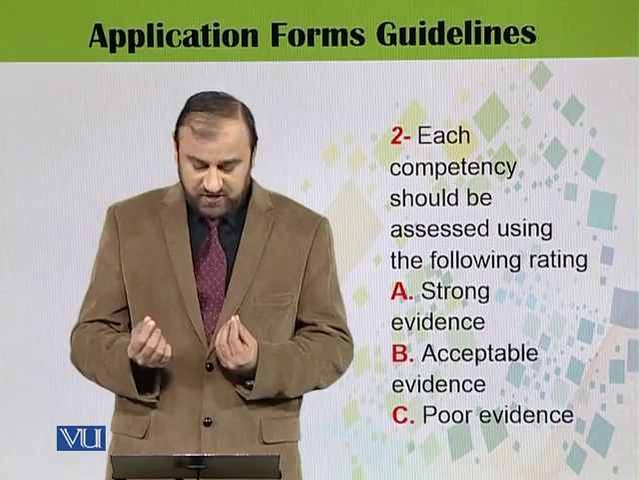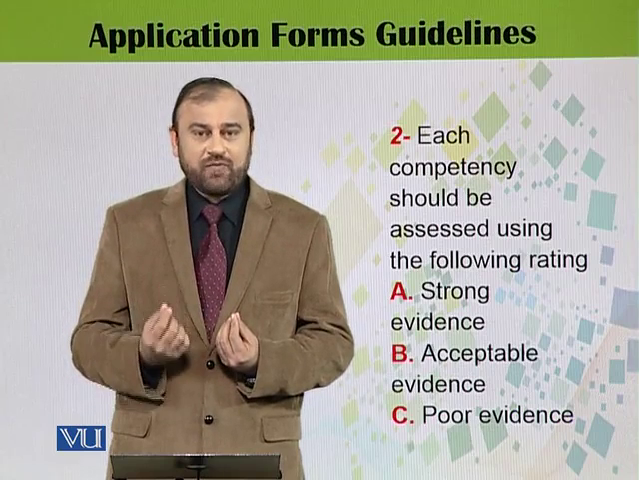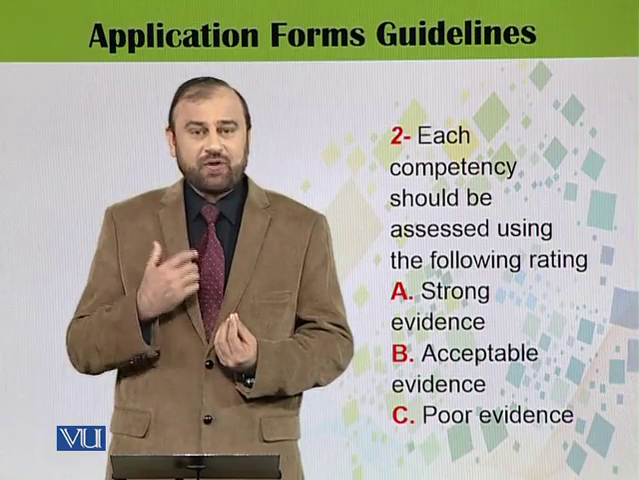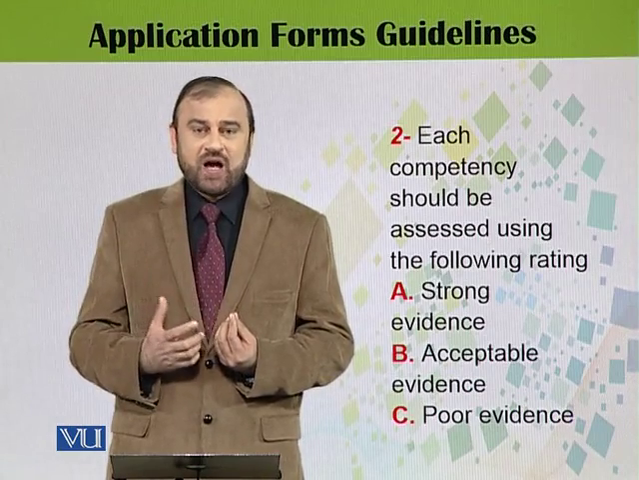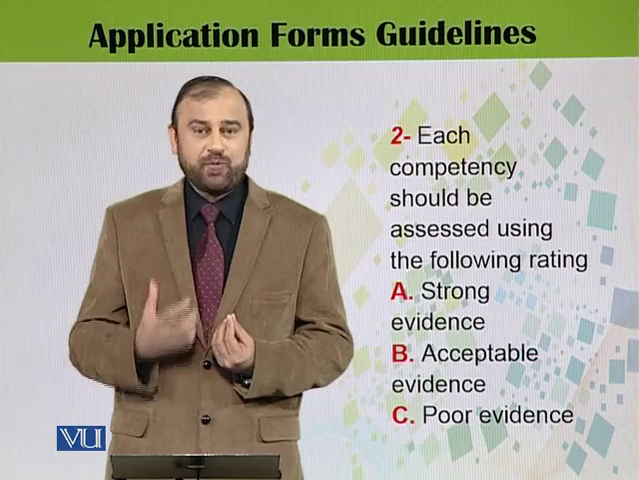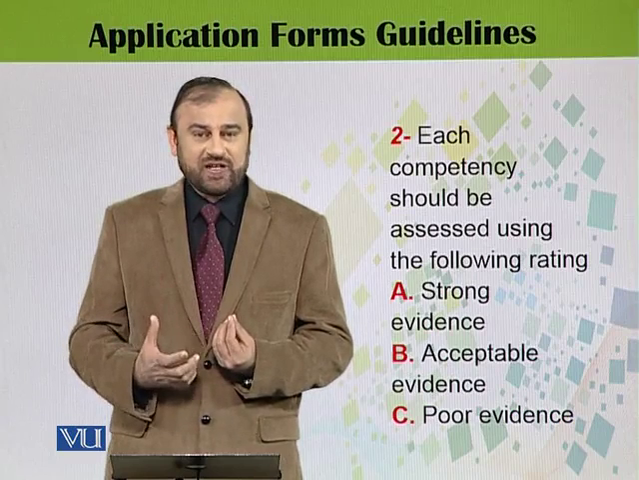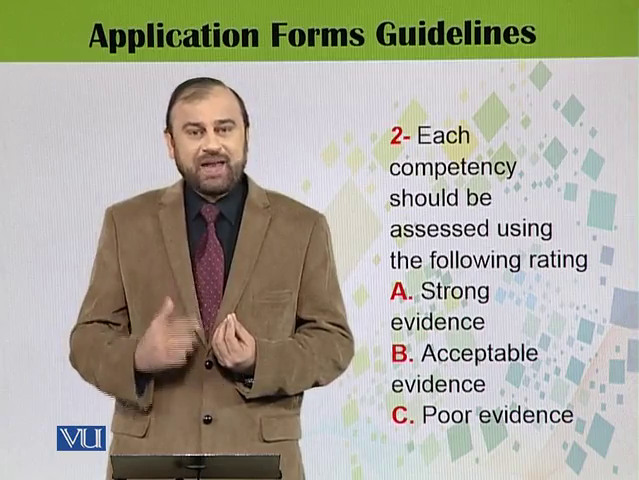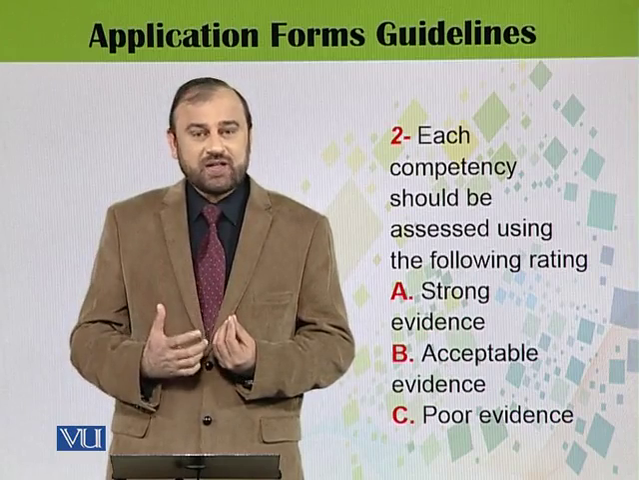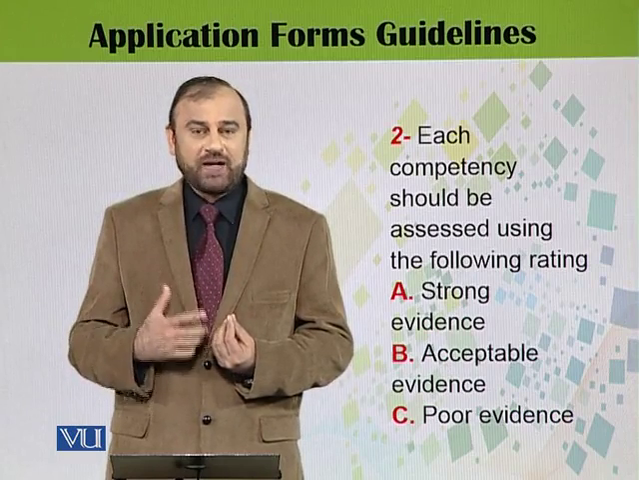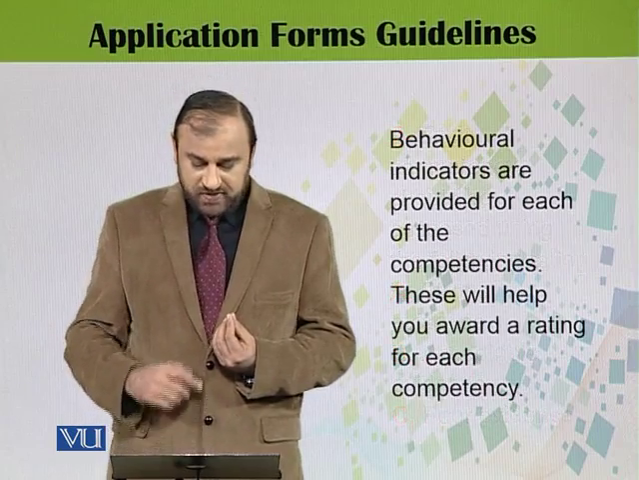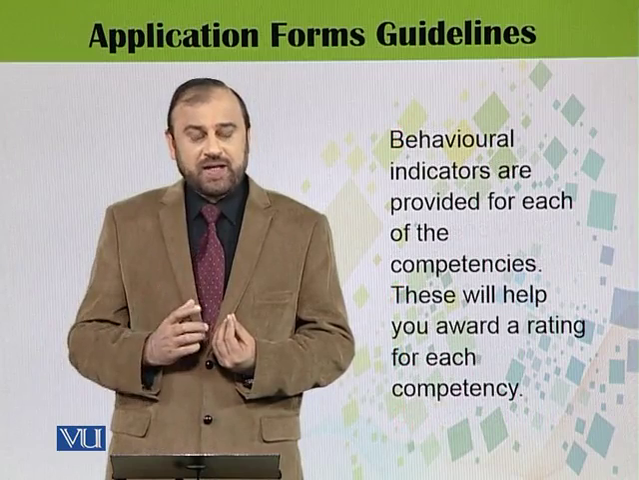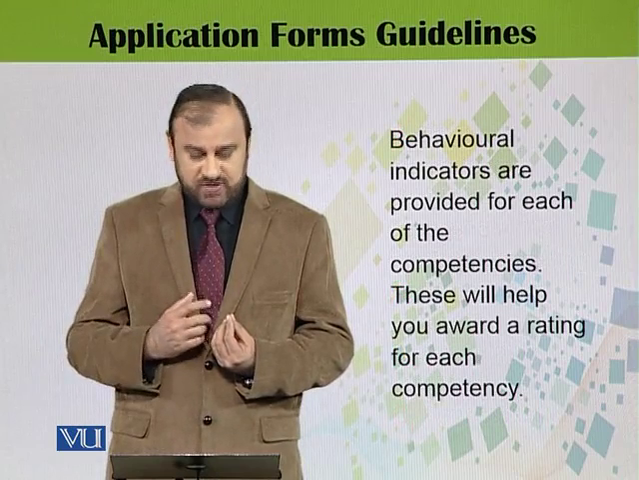And the C rating would be given for poor evidence. Sometimes people try to show different competencies, but there is no evidence, or the evidence is quite poor. So you have to give a C rating. And based on those A, B and C ratings, you would determine whether someone possesses that competency or not. In addition to the competencies, there are behavioral indicators.